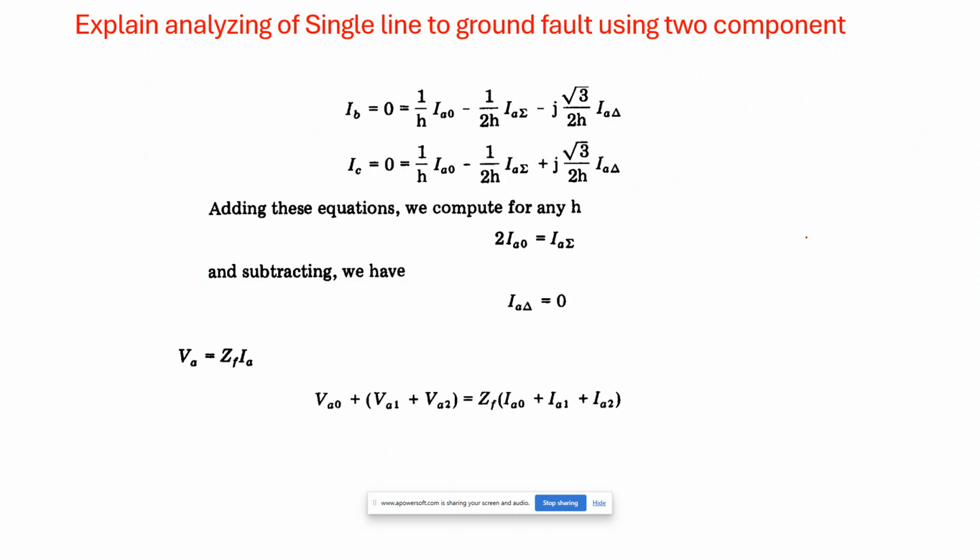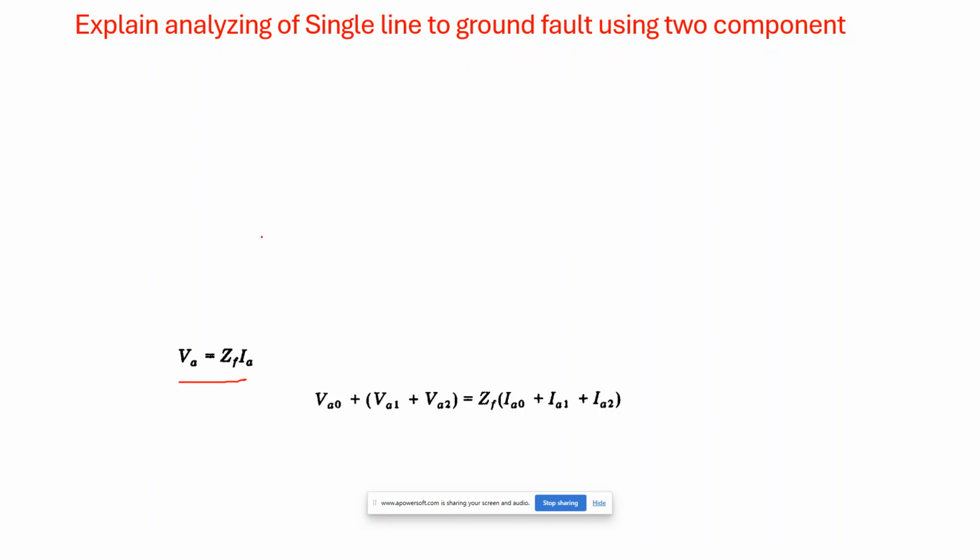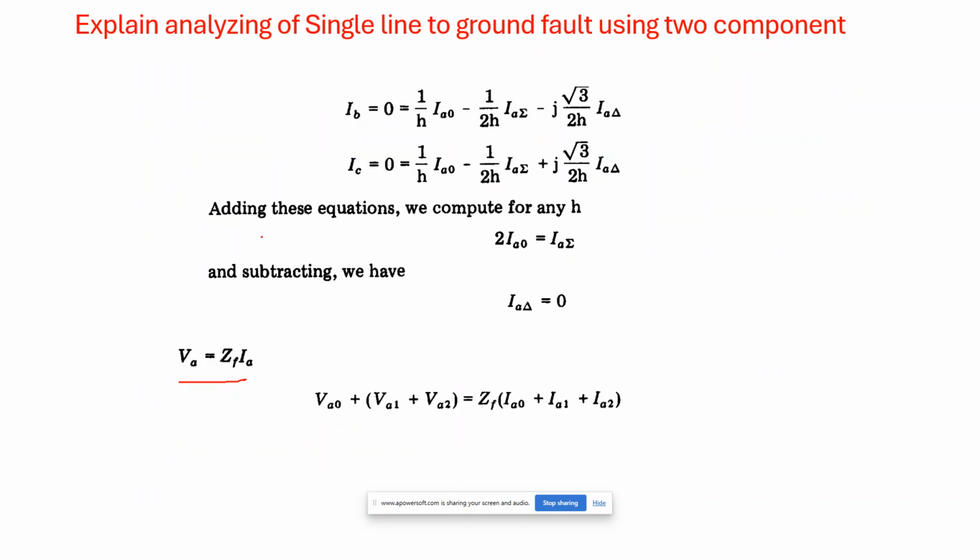So here we can see this. Now let us go to another equation. We know that VA is equal to Z of I. Now this part is repeated here, this part is repeated in the previous slide, kindly neglect this.